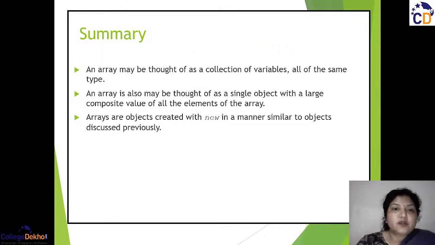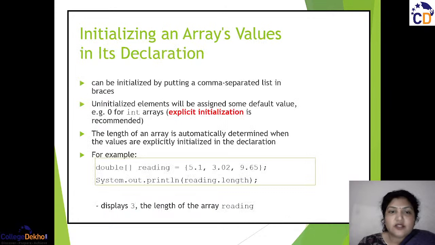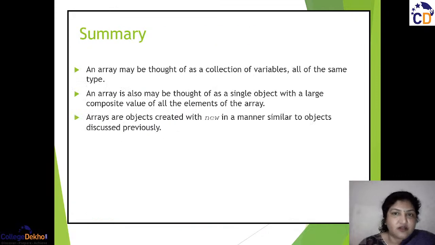Now let us see some summary, some very important points about arrays. An array may be thought of as a collection of variables all of the same type. In this example, you may see all the values are of the same type, floating point numbers, decimal point numbers. So this is the main meaning of this definition. An array may also be thought of as a single object with a large composite value of all the elements of the array. You may have a single object holding a large number of values.